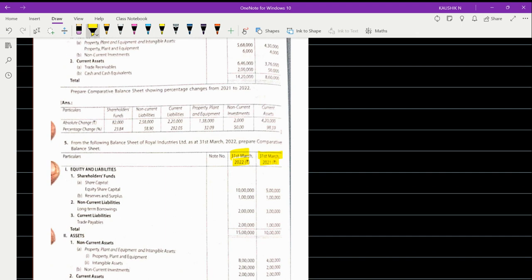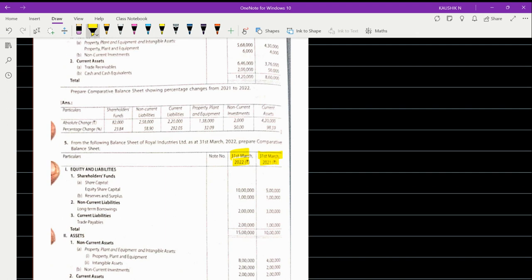If suppose they are given in such a way, 31st March 21 as the first column and 31st March 22 as the second column, you need not do any interchange. Like how you have the question, you carry forward in the same manner, do the analysis for the absolute change and percentage change and get the values. So you have to take a call before you execute the problem.